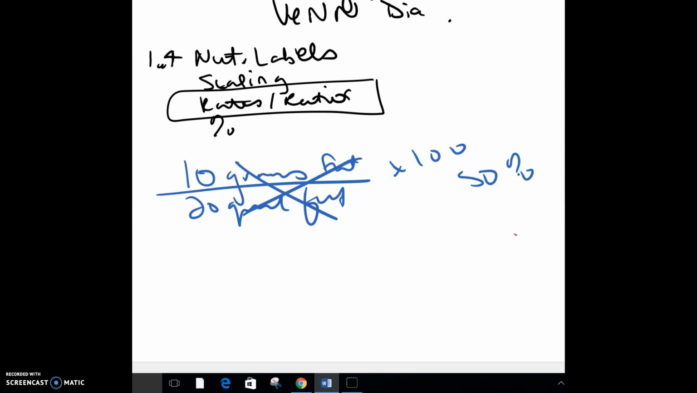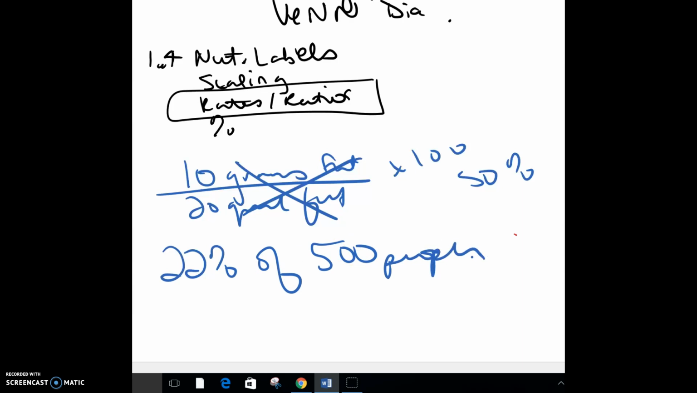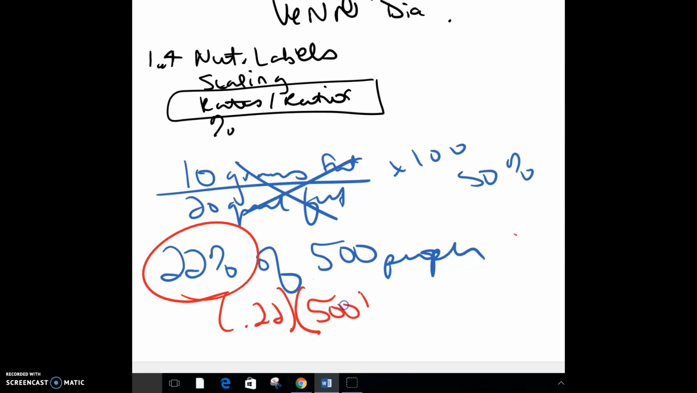To use a percent, you would always multiply. So like say I want to take 22% of 500 people. So the question might say like 22% of the people at the school got sick. There were 500 people at the school. How many of them got sick, or something like that? So when you use a percent, you always multiply. So here I'm going to take 22% of the 500 people and use the percent to get an answer. So that's kind of the main ideas.